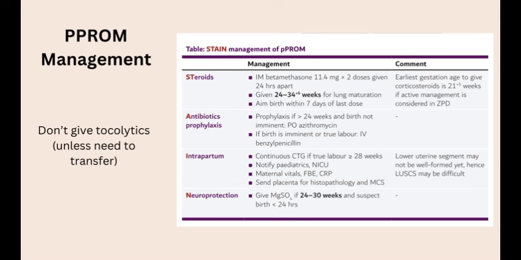And then neuroprotection, as per usual, we give magnesium sulfate at 24 to 30 weeks, if we suspect birth within 24 hours. One difference between PPROM and preterm labor is we typically don't give tocolytics because we don't want the patient waiting around without starting labor, as this could cause the risk of chorioamnionitis and other sorts of infections to happen. The only exception to this is if we need to transfer the patient to a tertiary center.